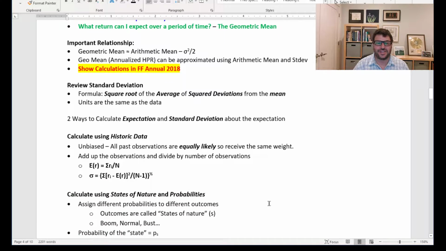Okay, next, there's a very important relationship, and that is that the geometric mean is approximately equal to the arithmetic mean minus half the variance of the returns, standard deviation squared. And so note that if this is not 0, if it's positive, then the geometric mean will be less than the arithmetic mean. And so we can approximate, given an arithmetic mean and given some variance or standard deviation, which gives us the variance, we can actually approximate the annualized holding period return given these two values. And I'll show you using some data.